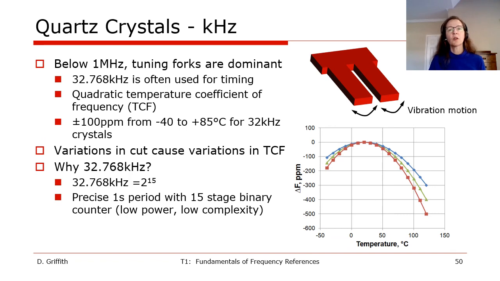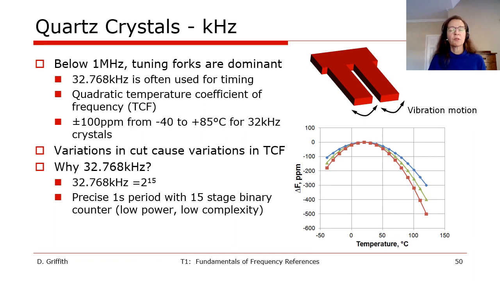Quartz crystals below 1 megahertz are manufactured differently from those in the megahertz range. In the kilohertz range, tuning forks are the dominant quartz crystal shape. You can see a drawing of one on the right of this slide. 32.768 kilohertz is the most common crystal frequency in this range.